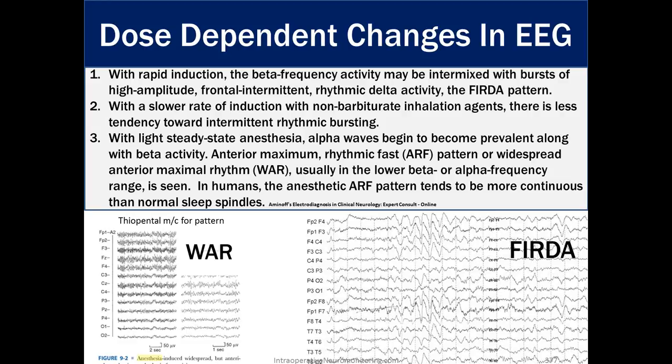Anterior maximum rhythmic fast, or ARF pattern, or widespread anterior maximal rhythm, WAR, usually in the lower beta or alpha frequency range, is seen. In humans, the anesthetic ARF pattern tends to be more continuous than normal sleep spindles. So these three definitions, these patterns, this FIRDA, the WAR, the ARF, these are questions that they like to ask. Here are pictures of them, and here are definitions. Make sure you spend some time on the slide to understand what it looks like, where it's more prominent, and what anesthetic, like this non-barbiturate inhalational, causes it.